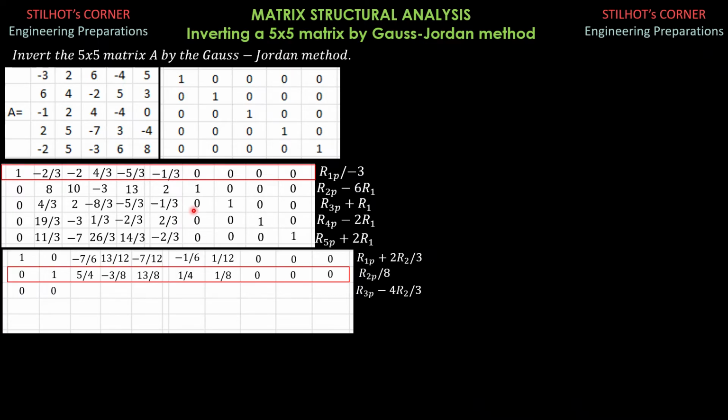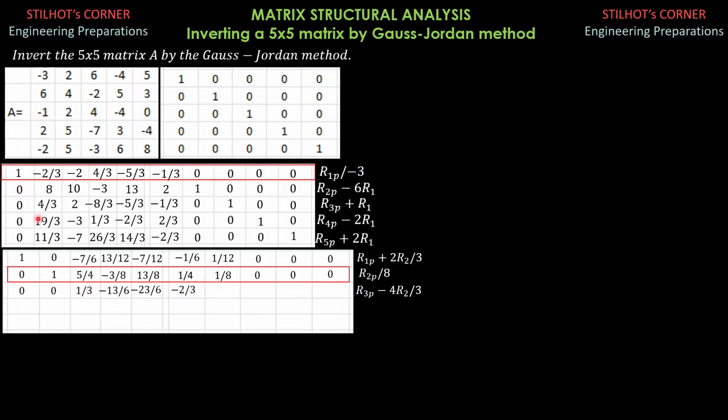0 minus 4/3 of 1/8. Negative 1 over 6. 1 minus 4/3 of 0, it's still 1. 0 minus 4/3 of 0, it's 0. 0 minus 4/3 of 0 is 0.